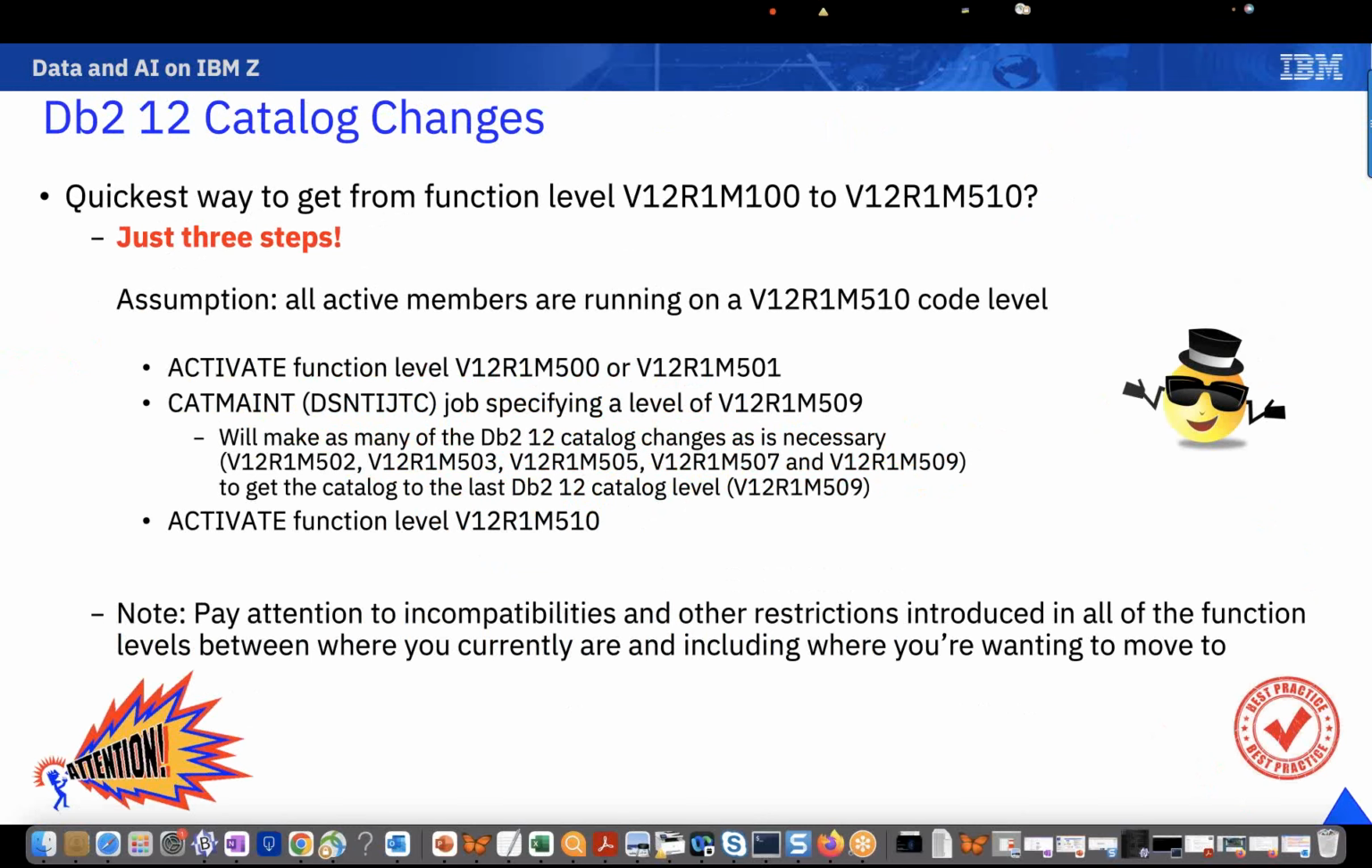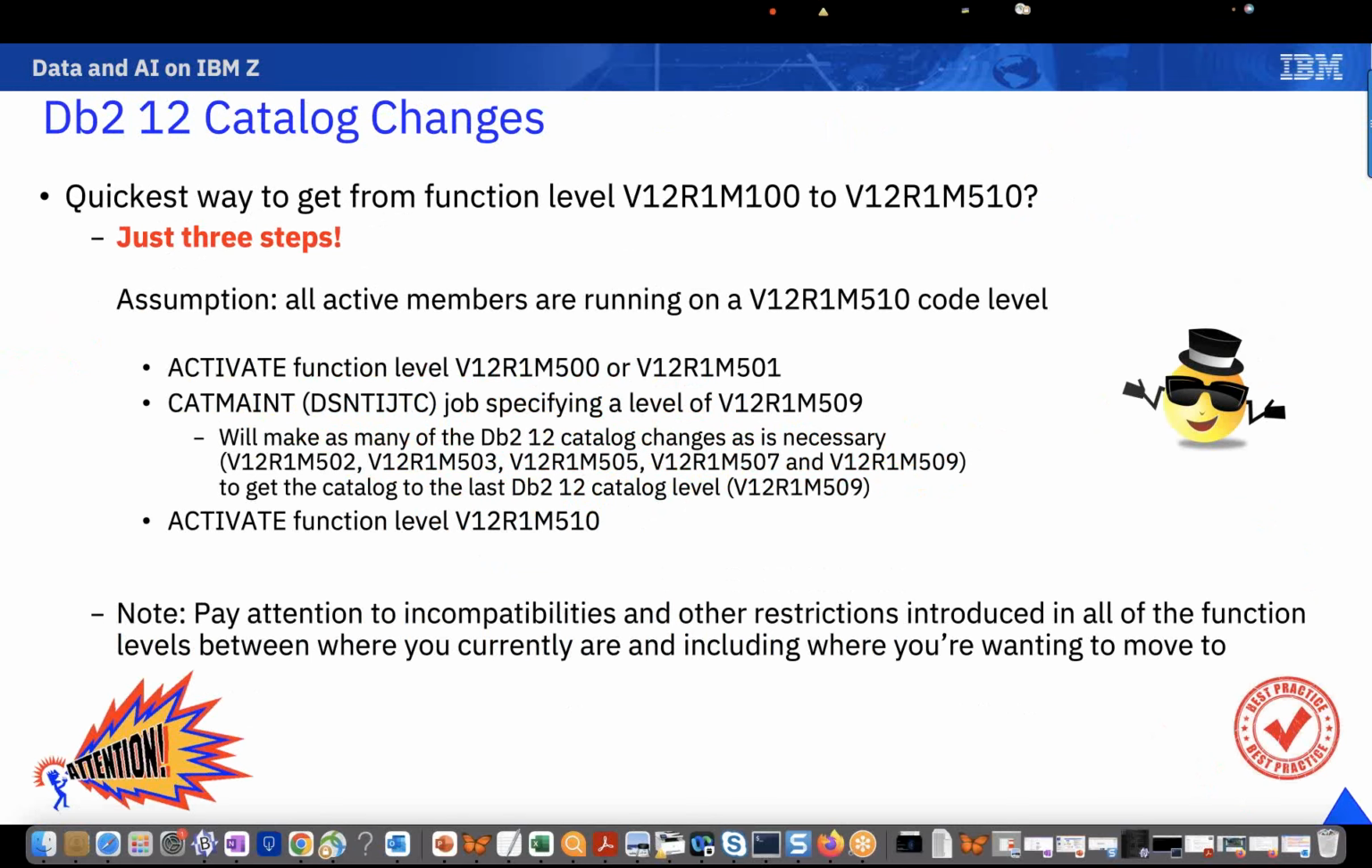Now, the assumption here is that all of the active members have a 510 code level. So to be able to go in 3 steps, all of the members in a data sharing group that are active have to have that 510 code level. And again, if you follow best practices like Anthony talked about, everybody likely has the 510 code level as it is. So you can activate function level 500 or 501 from 100. You don't have to go to 500 first. You can go directly from 100 to 501.